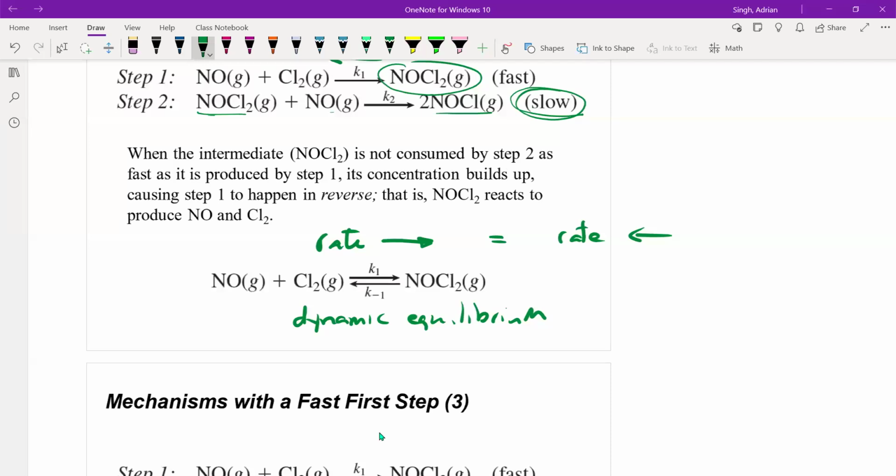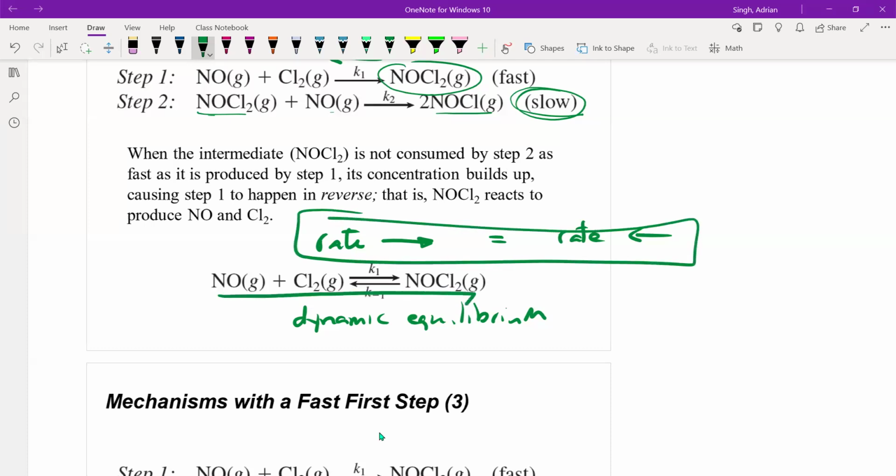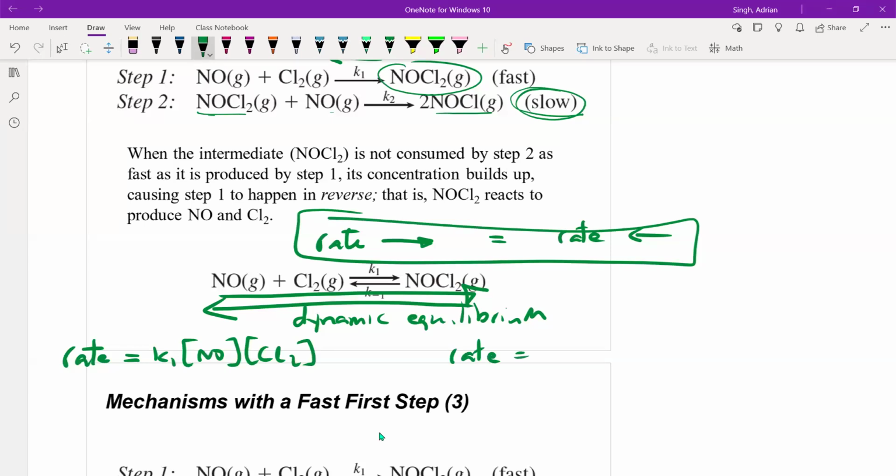Okay, and this dynamic equilibrium means exactly what we said here. So the rate of the reaction going from left to right ends up being the same as the rate going in the other direction, where the NOCl2 breaks back down. So now what we can do is write those rate equations. The rate going in the left to right direction equals K1 times NO times Cl2. And that is going to be the same as the rate in the reverse direction, where the rate is equal to K minus 1.